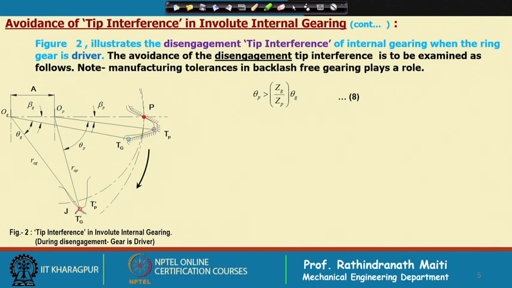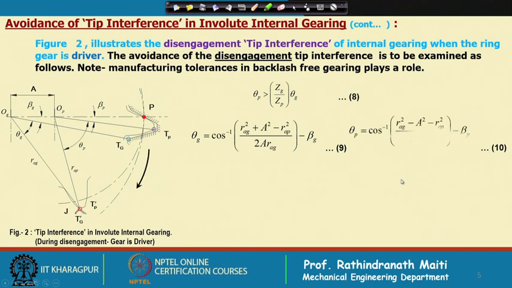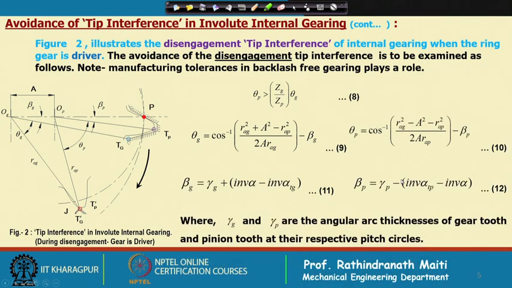But still it can be verified with the same geometry. Here I have presented this. The procedure is the same, you can calculate all these angles, and finally this is the condition at 8 that should be satisfied, where the angles gamma g and gamma p are the angular arc thickness of the gear tooth and pinion tooth at their respective pitch circles. For standard gears, gamma g and gamma p at the pitch circle should be equal.